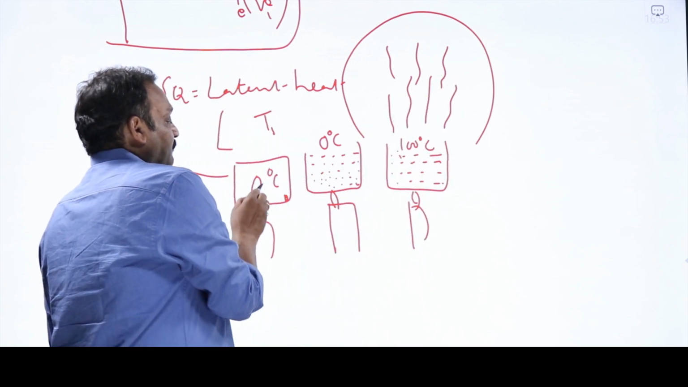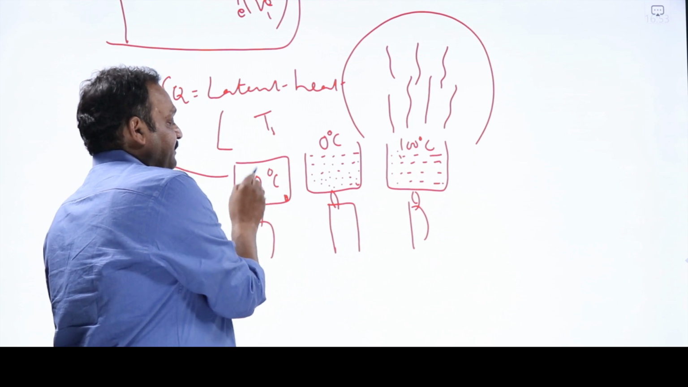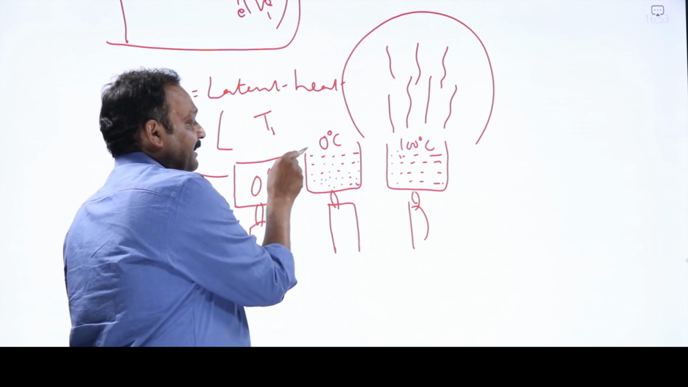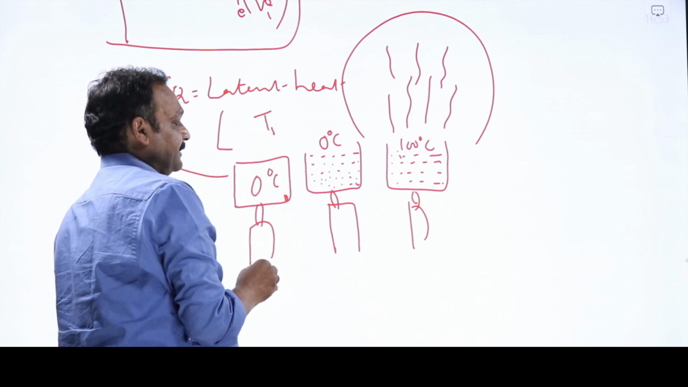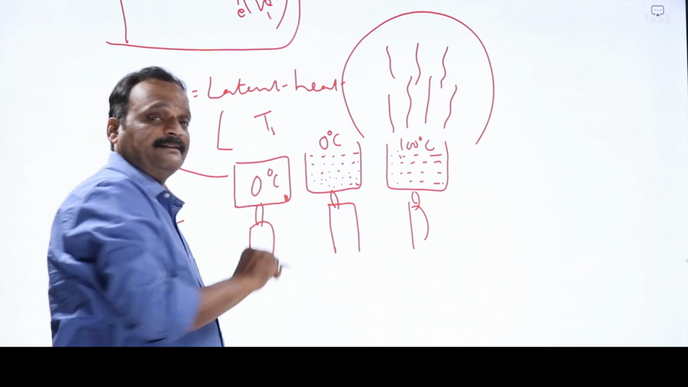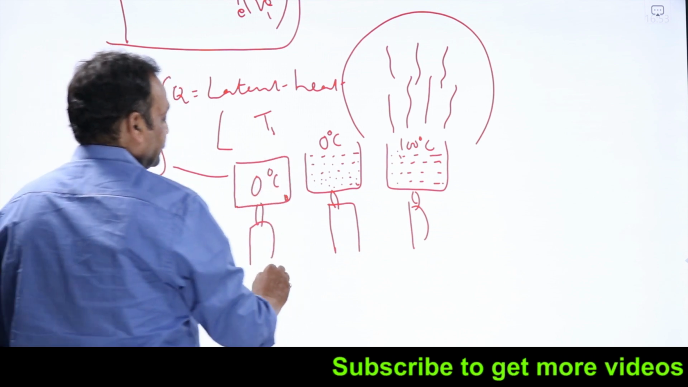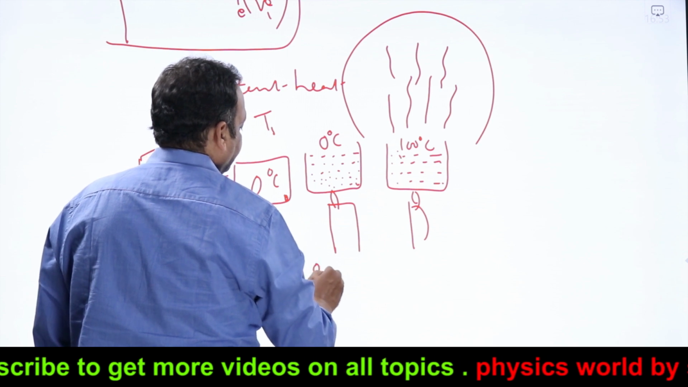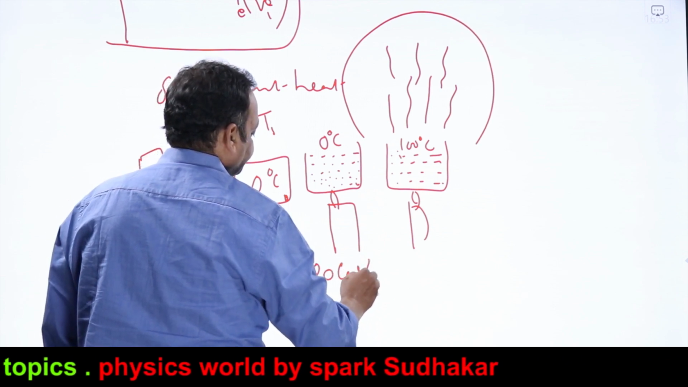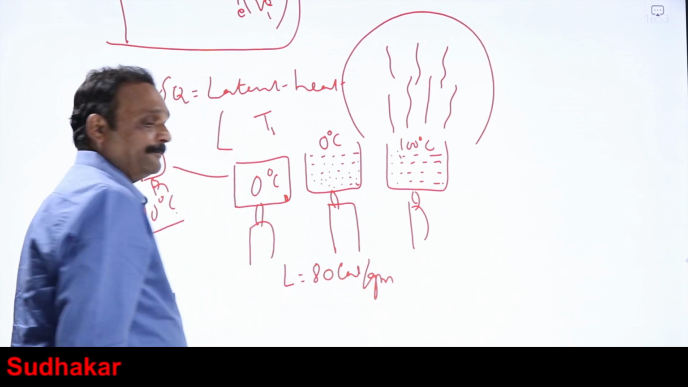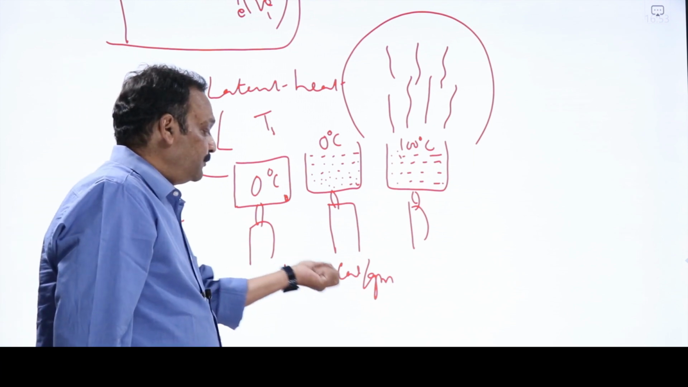For 1 gram of ice at 0 degrees Celsius to convert into 1 gram of water at 0 degrees Celsius, there is no temperature change, only phase change is involved. That latent heat of fusion we call as 80 calories per gram. This is known as the latent heat of fusion of ice.